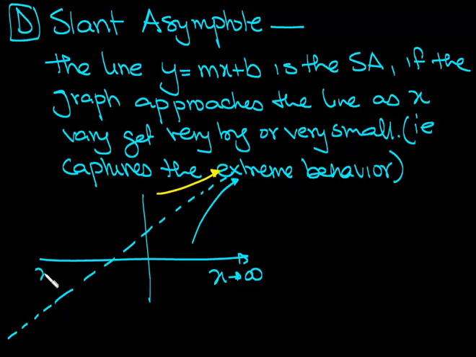Similarly, when x gets really small, as the values of x go to minus infinity, the graph can get closer to the line from the top here. It can get closer and closer to that line, or from the bottom. But the bottom line is, as you go further away to the right or the left, the graph is approaching this dotted line. Okay, so that's what a slant asymptote is. Now how do we find the slant asymptote?